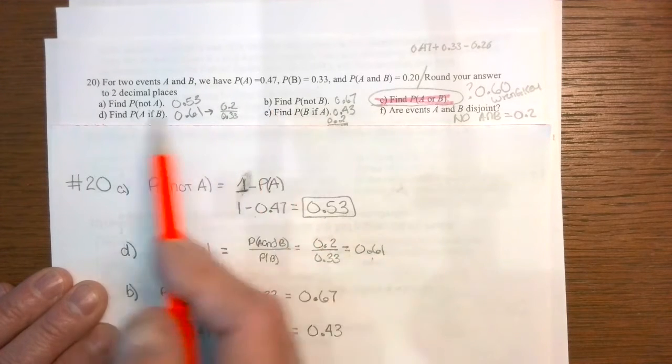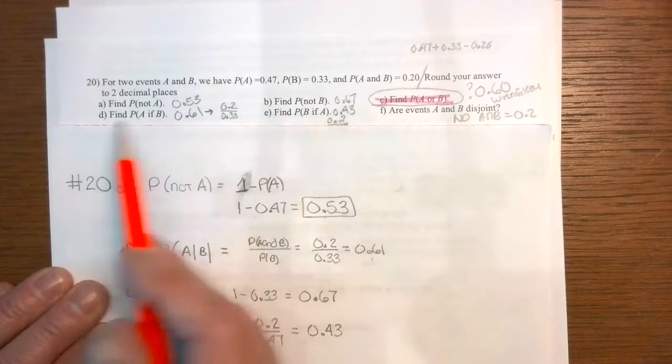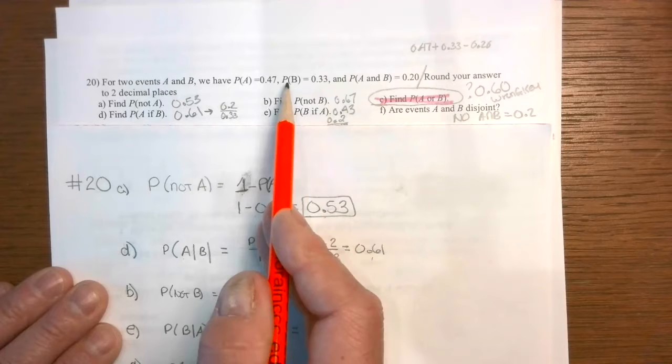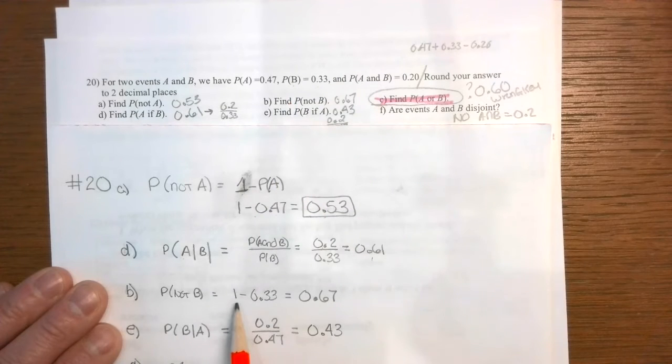Then I jumped up to B. I was working at columns instead of rows. Find the probability of not B. Okay, well, here's B, right? 0.33. So I'm going to take 1 and I'm going to subtract 0.33. I'm going to get 0.67.